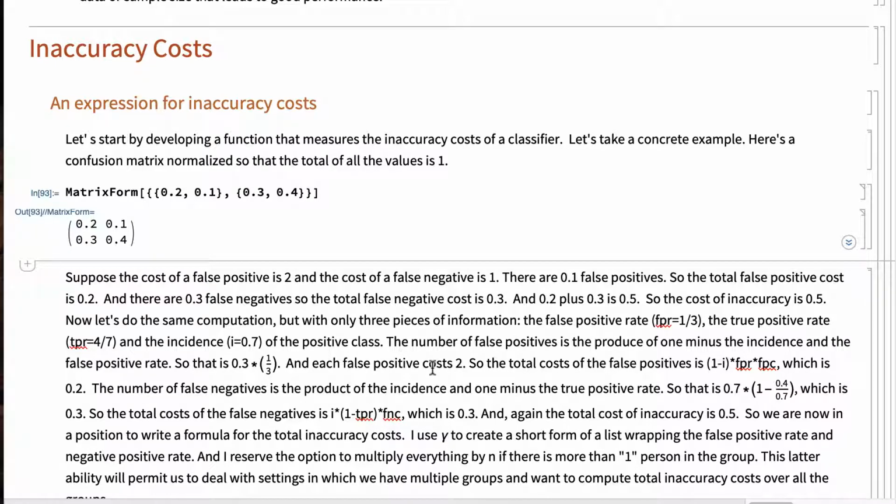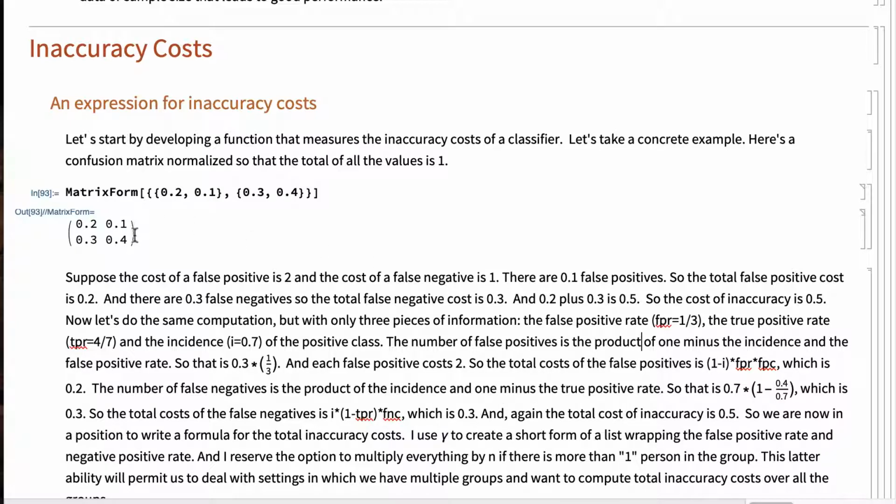The number of false positives is the product of 1 minus the incidence, that's 0.3, and the false positive rate, which is 1/3. So it's 0.3 times 1/3, and each false positive costs 2. So to write a little formula, the total cost of the false positives is 1 minus the incidence multiplied by the false positive rate multiplied by the false positive cost, which here is 0.2. Now the number of false negatives is the product of the incidence and 1 minus the true positive rate.